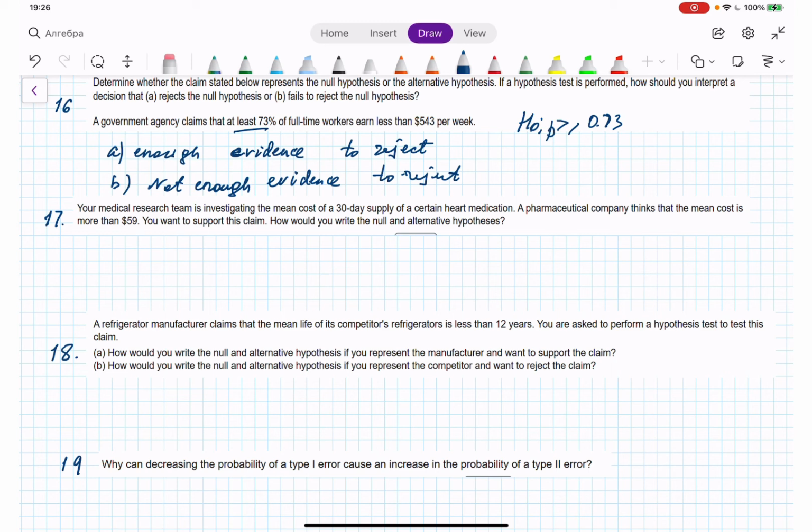If I want to support this claim, then I would write down mu is less than or equal to 59. Oh, more than 59, okay? That means alternative, yeah, we are good. There is no equal sign, so the alternative here is going to be mu greater than 59.